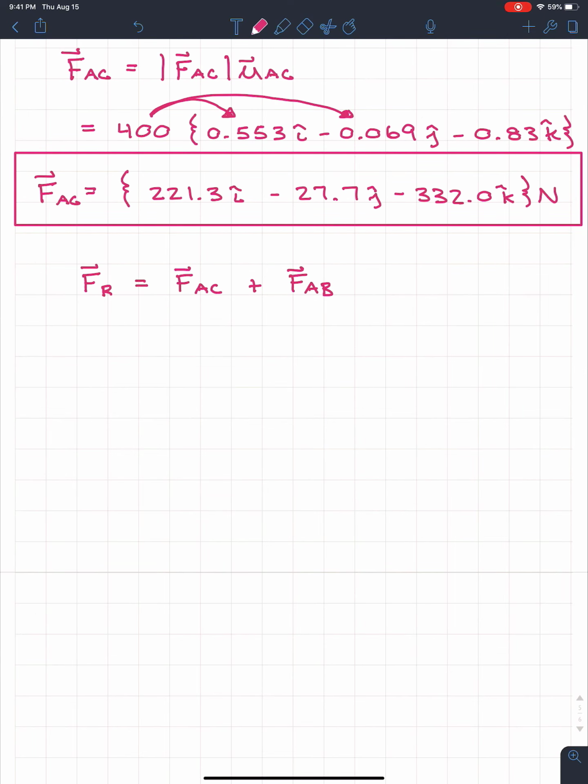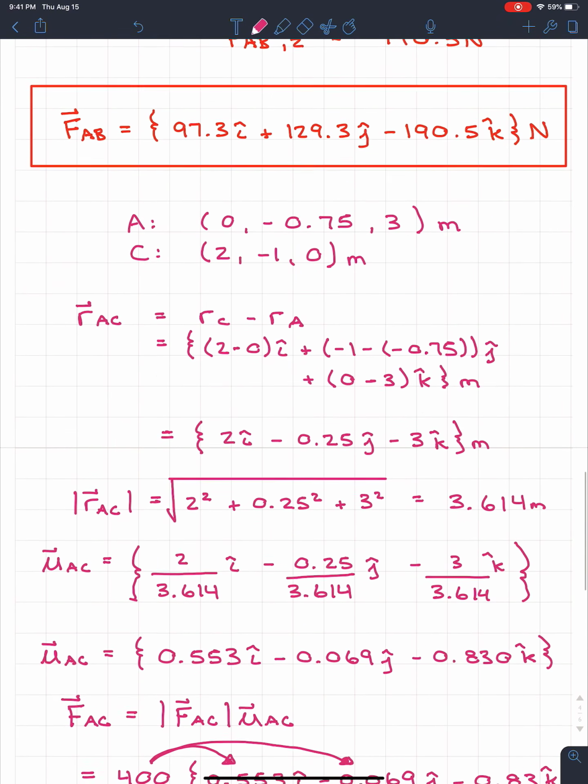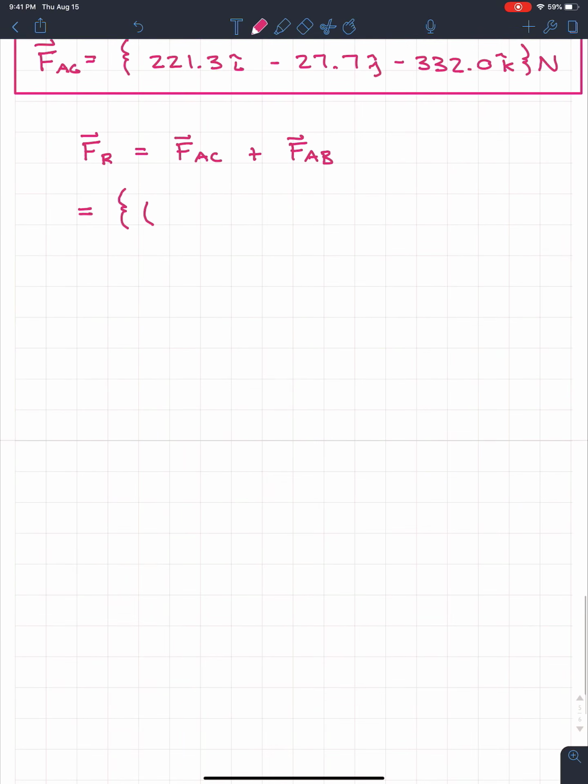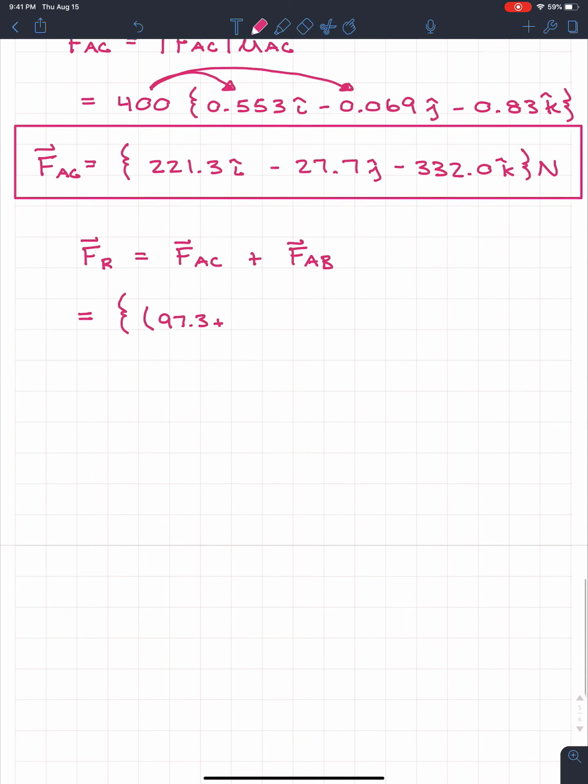I'm just going to put squiggle brackets here because I'm going to write everything out to make it very clear what I do. So I'm going to take the x component of FAB, so 97.3 right here. It's going to be 97.3. And then I'm going to add the x component of the second one, which is 221.3.